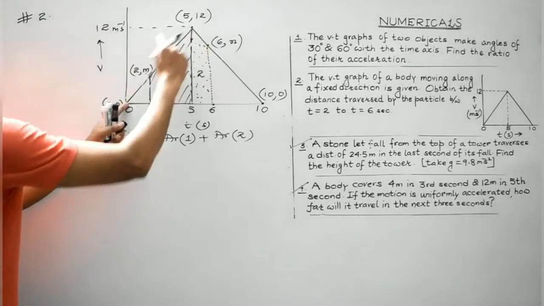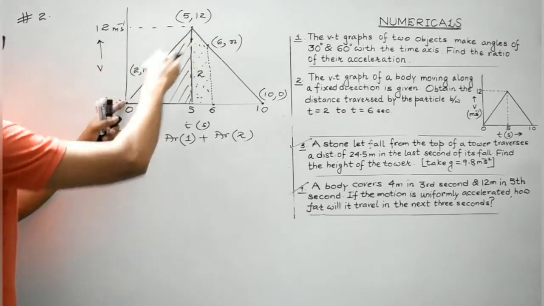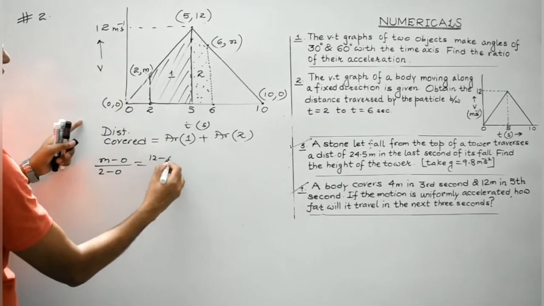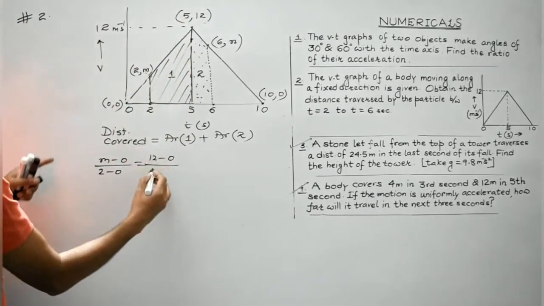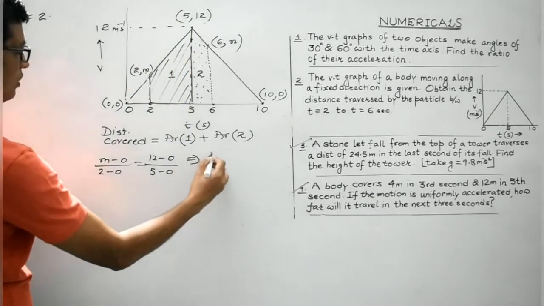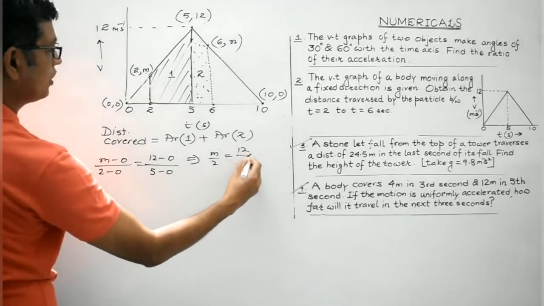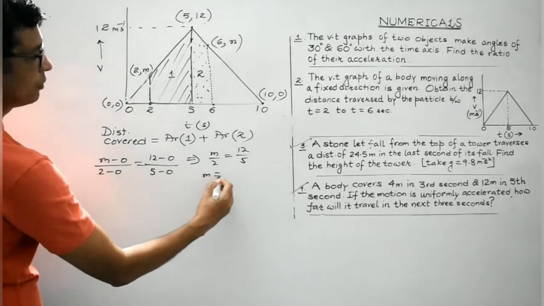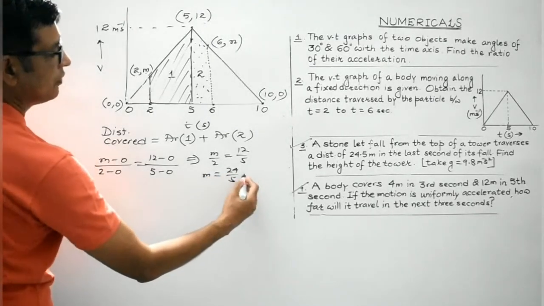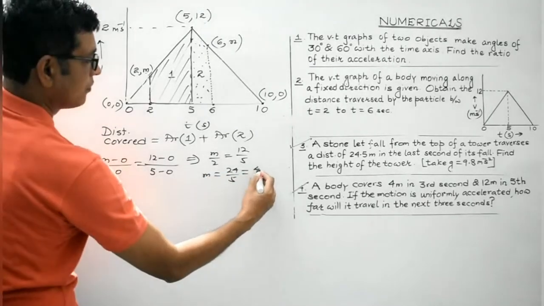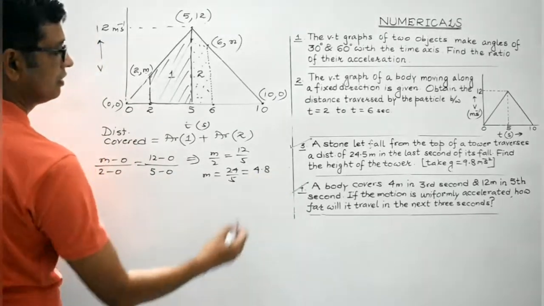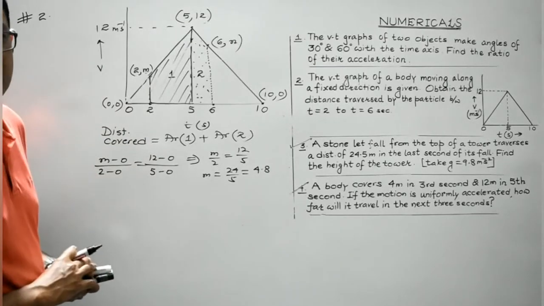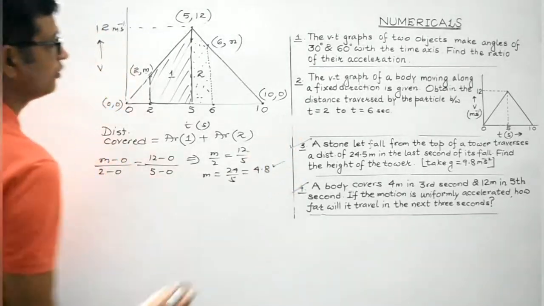And between these 2 points, again same straight line, so the slope would be constant. So it will be equal to 12 minus 0 divided by 5 minus 0. So m by 2 is equal to 12 by 5. Isn't it? So m would be equal to 24 by 5. That is 4.8. So we have determined the value of m. It is 4.8. Clear, students? We obtained the value of m.